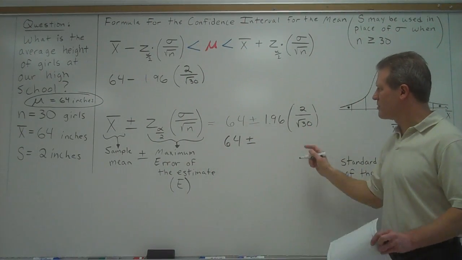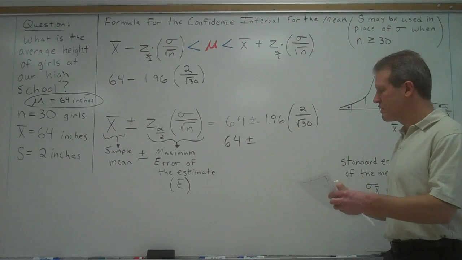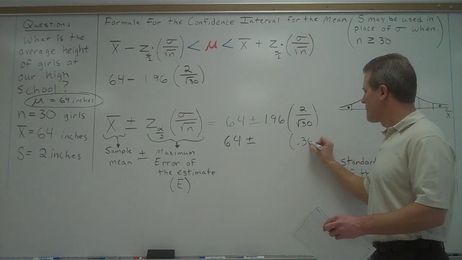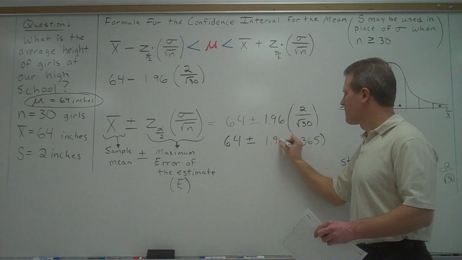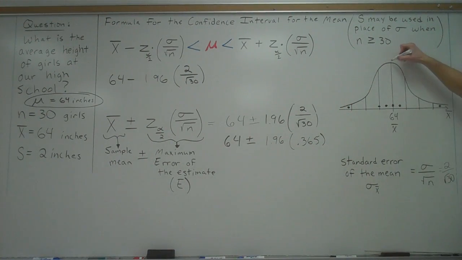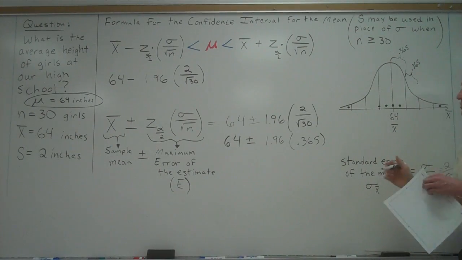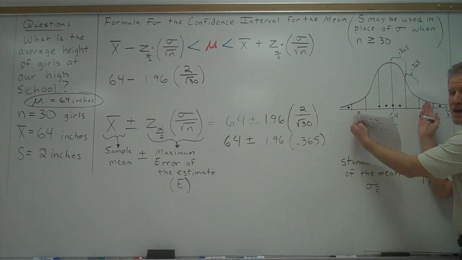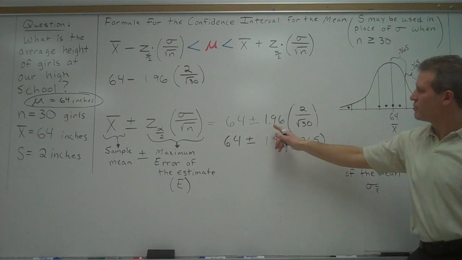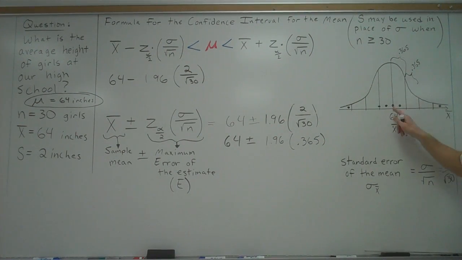And if I take 2 divided by the square root of 30, I get 0.365. So what that means in our picture is each of these increments from here to here is 0.365. And I'm rounding. You could be a little more exact than that. This would also be 0.365. If I want to be 95% accurate, in other words, if I want to encompass 95% of my data, I need to go 1.96 of these increments to the right and 1.96 of these increments to the left.